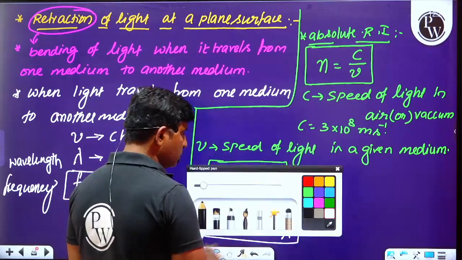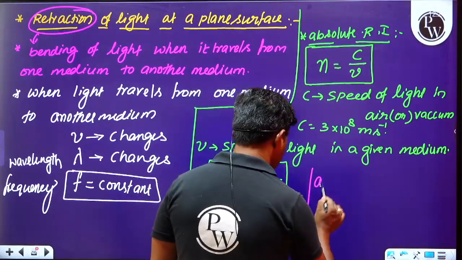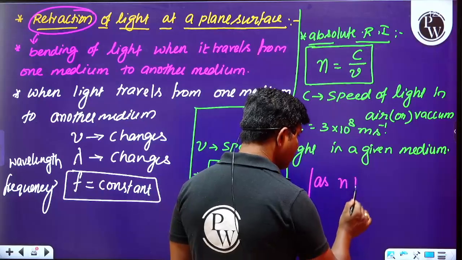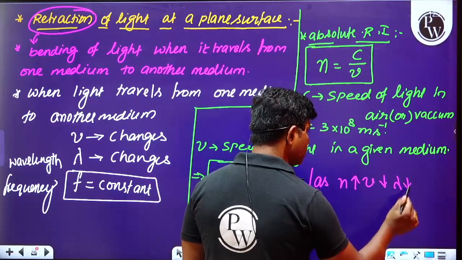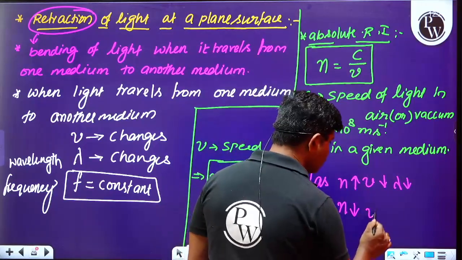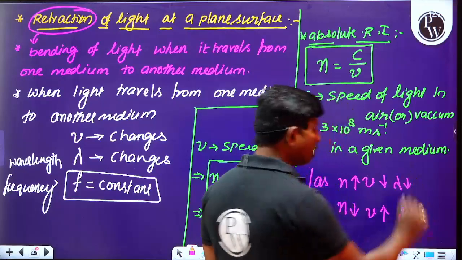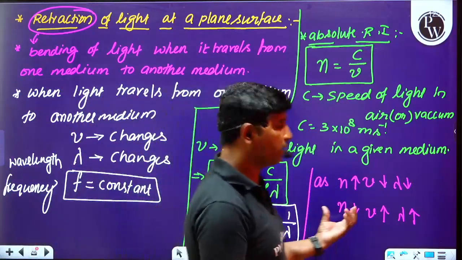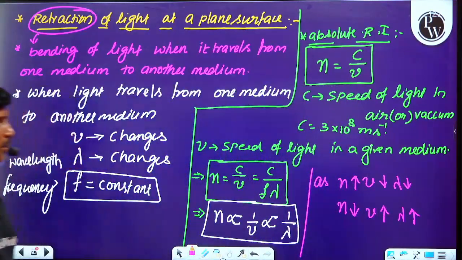So what is the meaning of this here? We can say that as n increases, the speed decreases and the wavelength will also be less. As n is less, if the refractive index of the medium is less, we can say speed will be more and the wavelength will also increase. Is it clear? I hope you are understanding these proportionalities. It's a very, very important thing we have to keep in our mind.